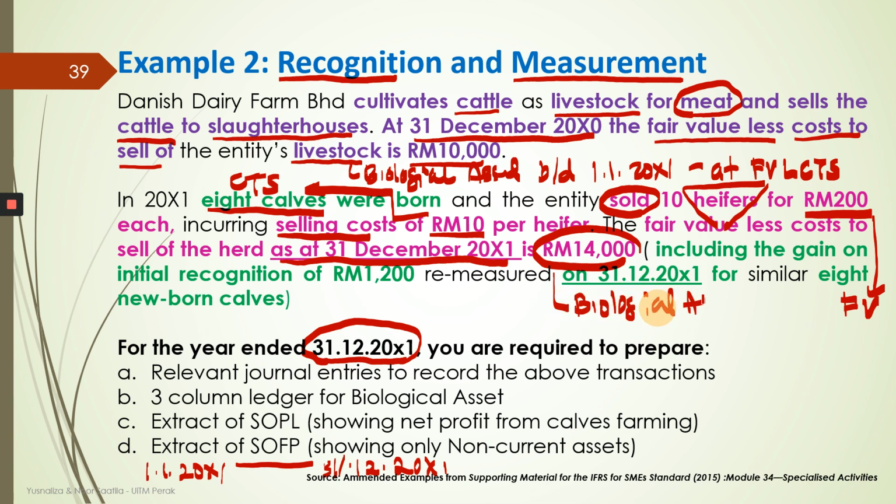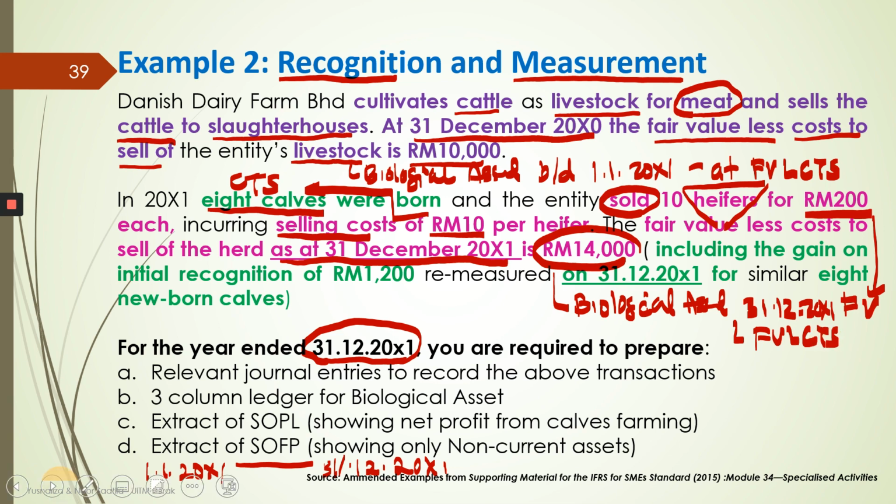So you are already given the biological asset measurement as at 31st of December 20x1. Meaning that at the end of the year, you are also given the fair value less cost to sell. You are asked to do the journal entries to record the above transactions. There are a few transactions here, and the first one is the calves that were born.